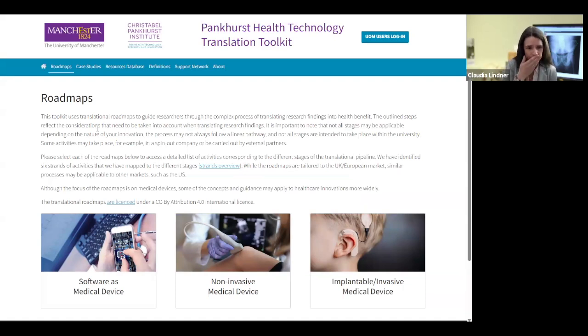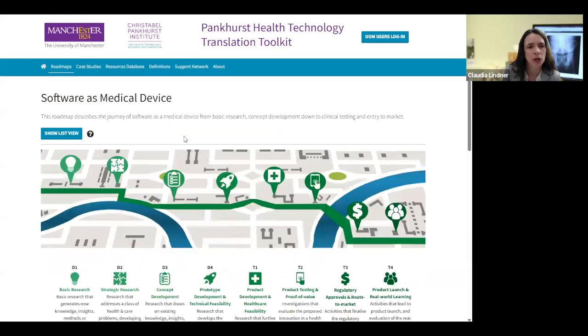So we've already heard that the roadmaps are a core part of our translation toolkit, and I mentioned that we've got 3 different roadmaps on there at the minute. If I click into one of these roadmaps to start with, it will load up what we call the map view. We've got 2 different views for each roadmap. The map view is really good for you to browse through the pathway and to identify what the different stages are and what the different types of activities are for the type of technology that one is developing. And then we've got the list view, which is the most interactive component.